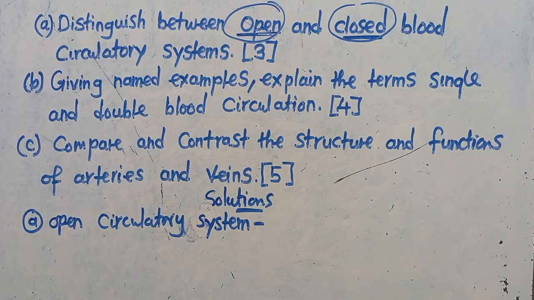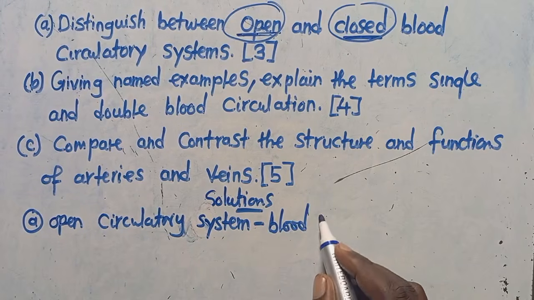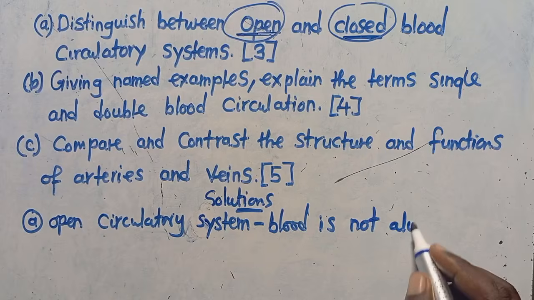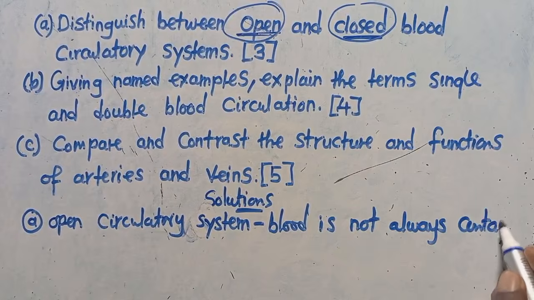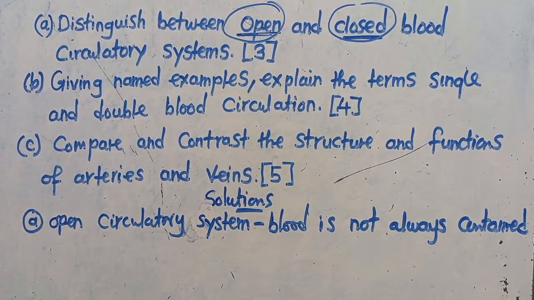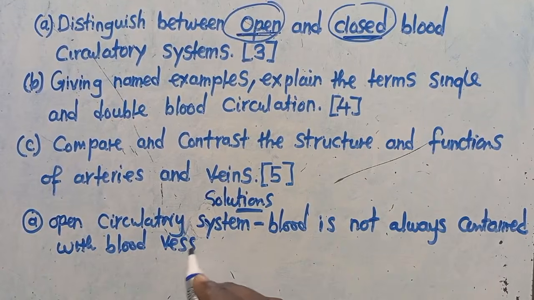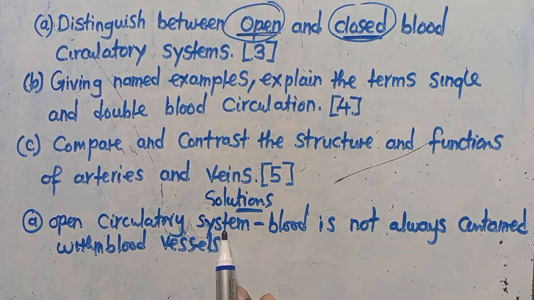So you understand that in here, there is blood. We say blood in open circulatory system is not always contained within blood vessels. So under open circulatory system, blood is not always contained within what? Within blood vessels.